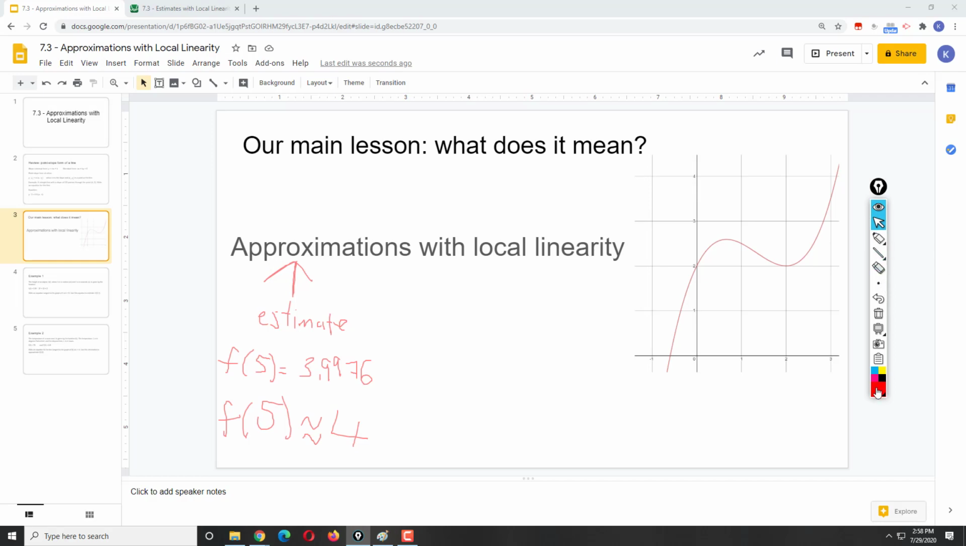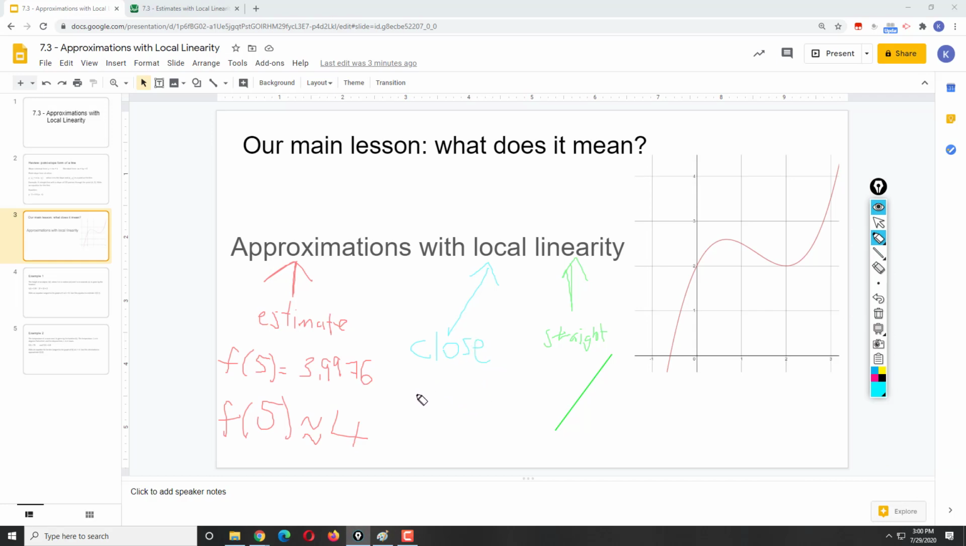Linearity means straight line. So we have a straight line like this. That's linearity. Local means just the area right around it. So another way of thinking about local just means close to it.